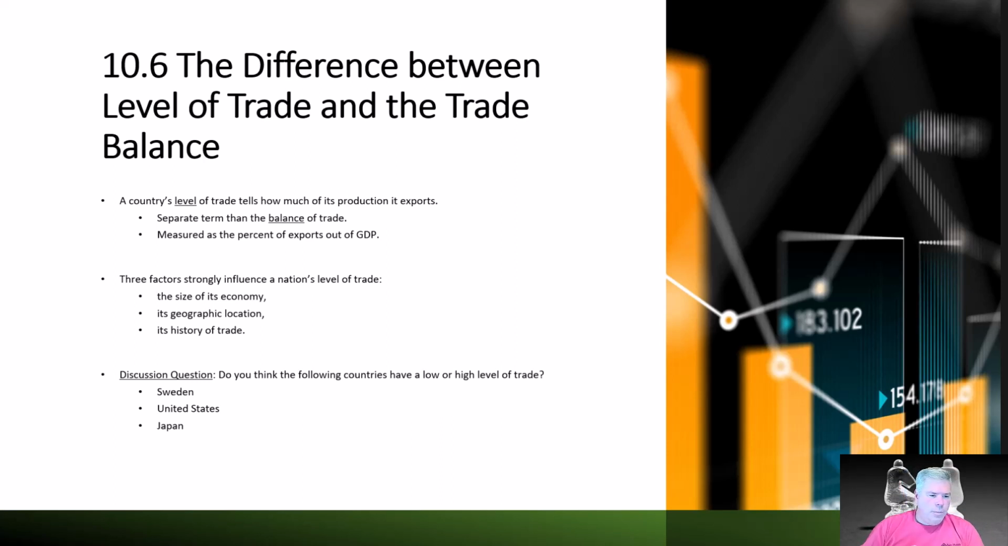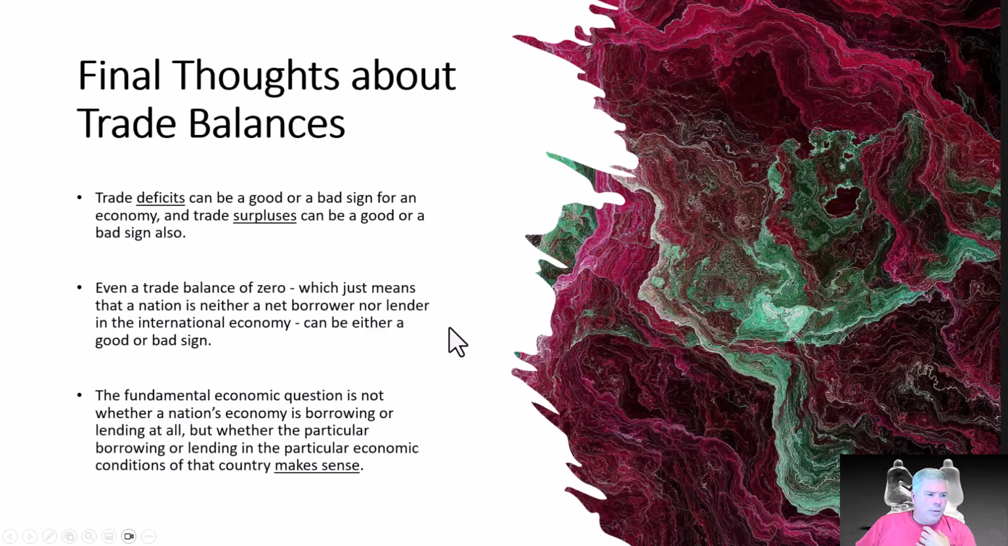So some discussion questions, some shower thought questions. Of the following countries, do you think they have a high or low level of trade? Sweden, U.S., Japan. They're going to be at different levels of trade, but you can think through that and try to think through why when you look at these three factors.